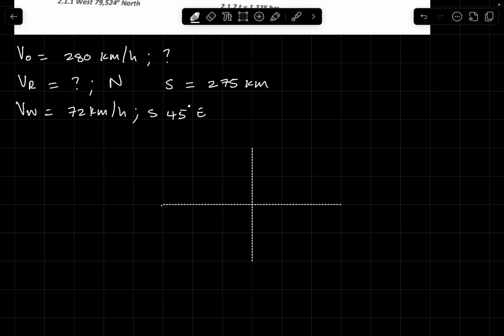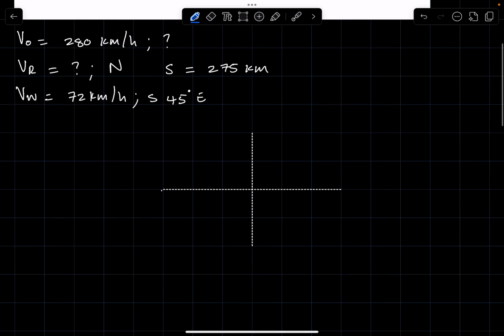Right, so as far as VW, we have both magnitude and direction. So we can start drawing VW. Remember, the vector you draw first will depend on which of the vectors you have information for the most. And in this case, that's VW.